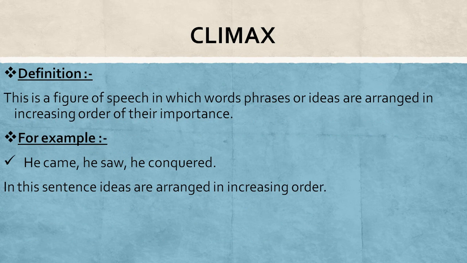The last figure of speech we are going to see is climax. Definition: this is a figure of speech, in which words, phrases or ideas are arranged in increasing order of their importance. For example, he came, he saw, he conquered. In this sentence, ideas are arranged in increasing order.